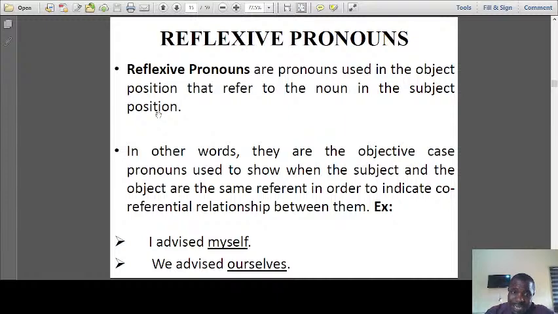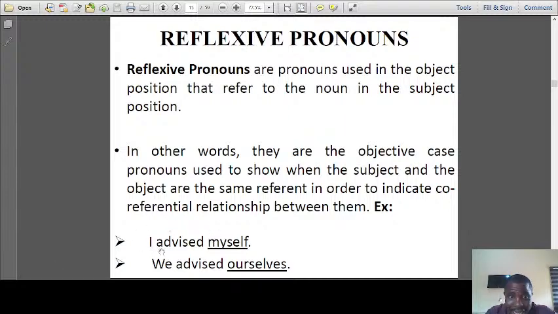They say something to the antecedent. The antecedent is the subject, and what they are is the same thing as the subject. For instance, I advise myself. Yes, I is the speaker, the one that is speaking. And myself is the reflexive pronoun that is used to replace, that is used to refer.